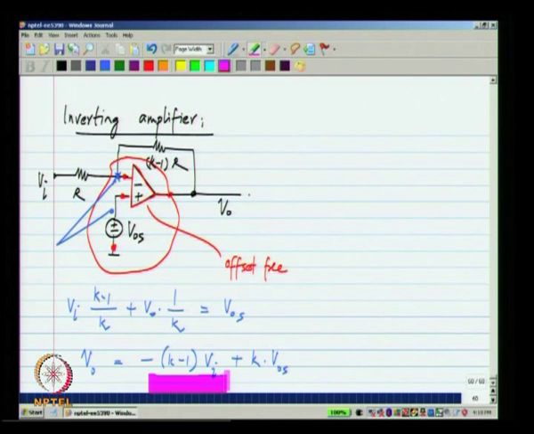This is the desired output, minus (k minus 1) times Vi, that is the gain of the inverting amplifier, and you also see that there is an offset, k times VOS. Here you see that the gain from the offset to the output is k and the gain from input to the output is minus (k minus 1). Okay. So, in general the two do not have to be equal to each other, you have to analyze the circuit to see what the gain from the offset is and what the gain from the input is.